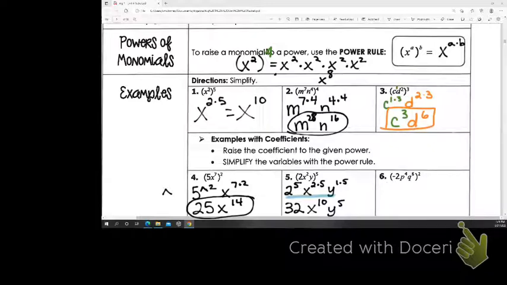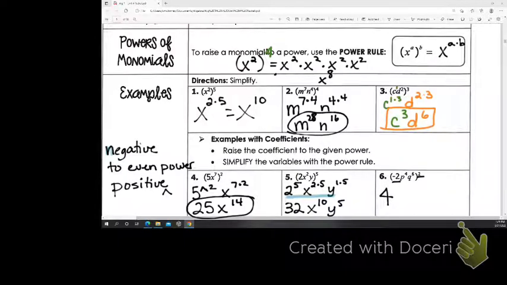Now, the next thing, negative numbers. And I think I mentioned this really early in this class, that if you have negative coefficients, negative numbers, to even powers, second power, fourth power, sixth power, 10th power, anyway, they will give you positive answers. So negative 2 to the second is positive 4.